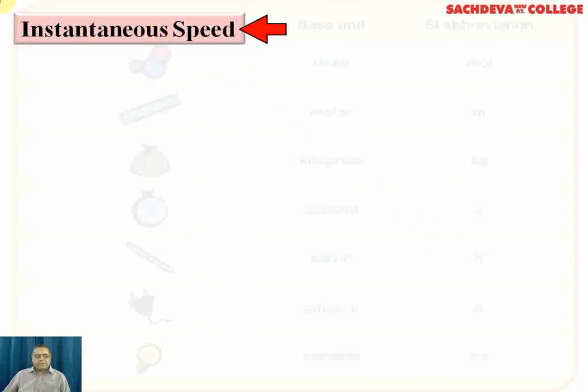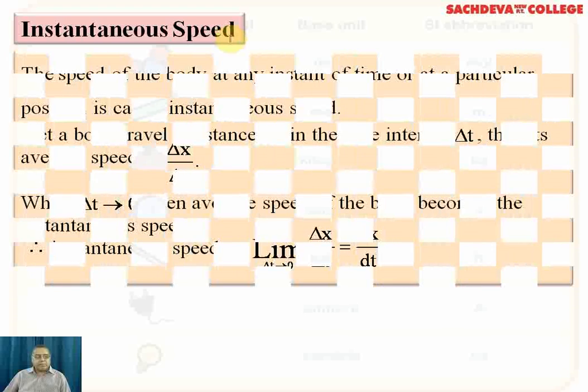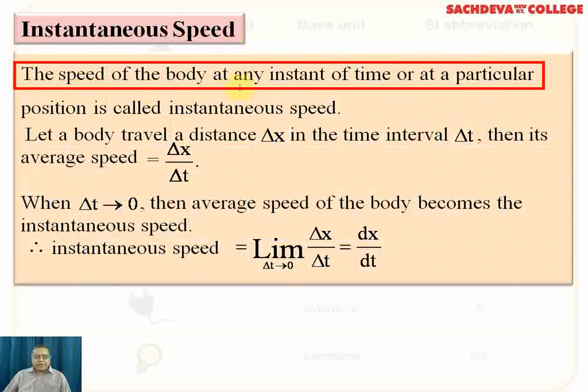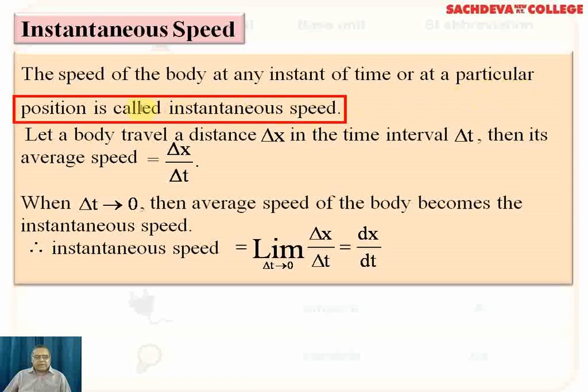Now we come towards the instantaneous speed. Instantaneous means at a specific instant of time. That is, when the body is moving, say from east to west or west to east or north to south or south to north, in any direction, instantaneous means at a specific instant of time. The speed of the body at any instant of time or at a particular position is called instantaneous speed.